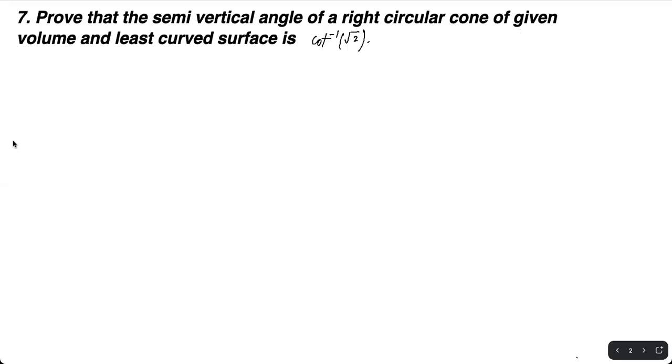So one more question from application of derivative word problems. इस क्वेश्चन में हमें बताया गया है, या they have asked us to prove that the semi-vertical angle of a right circular cone, and the keyword here is given volume. If volume is given, that means it's a constant. हमें volume को constant treat करना है. Least curved surface area, that means minimum surface area. The word is minimum here, and we have to prove the semi-vertical angle is cot inverse root 2.